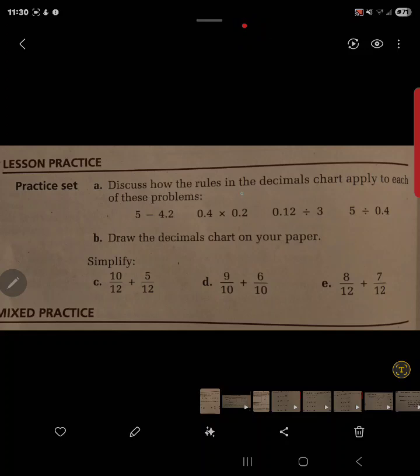So let's go on to this one. 0.4 times 0.2. Okay, so 0.4 times 0.2. Again, I'm going to line up my decimals so it's easy for me to see. I know that was a little bit of sloppy writing there, but you guys will have to forgive me. We're going to line up our decimal places so that everything's nice and neat, like I asked you to do in class.